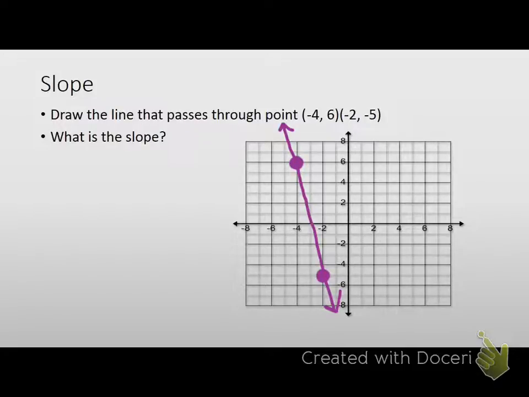Okay, so I go from a y value of 6 to a y value of what? -5. So if I go from 6 to 0, how many did I go down? 6. If I go from 0 to -5, how many did I go down? 5. So how many did I go down total? 11. And how many did I run? Yeah, I only went from a -4 to a -2, so it's -11 over 2. Just a really, really steep slope. Any questions?